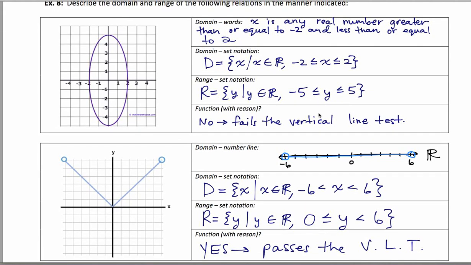And is it a function? And we got to give a reason. No, it would fail the vertical line test. If we do a vertical line here, it would pass through this relation in more than one place. So that is a fail on the vertical line test. So definitely not a function there.